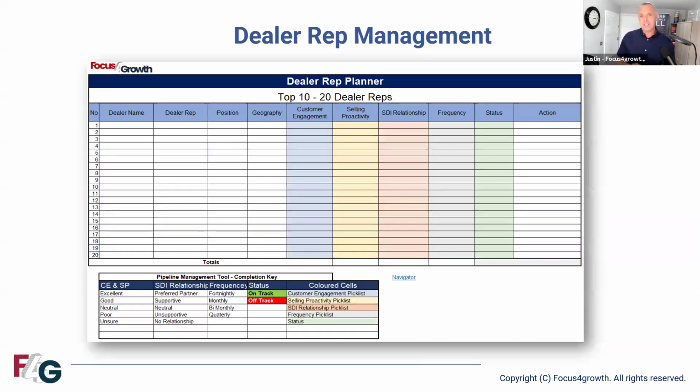Final area, if you're dealing with distributors or dealers or resellers within your role, then this is a really useful tool. This is called a dealer rep management tool. What it allows you to do is start to think about the dealers that you're working with.